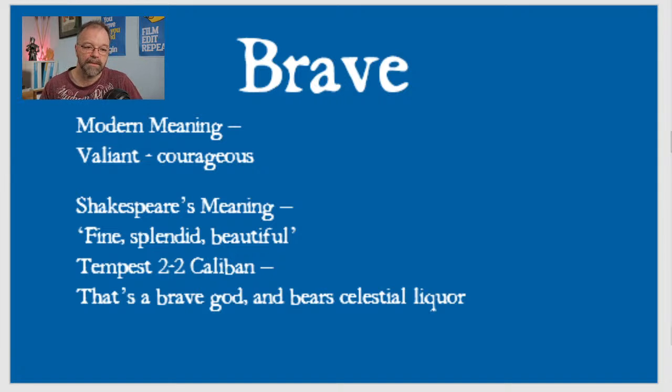And so in this example, Caliban in The Tempest, Act 2, Scene 2, says, "There's a brave god and bears celestial liquor." So he's actually saying there's a fine, a splendid, or a beautiful god when he's referring to the liquor. So brave, meaning fine, splendid, or beautiful.